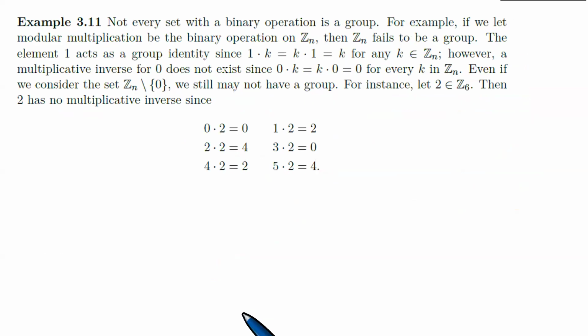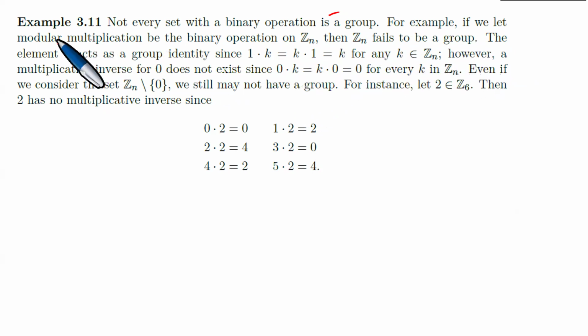Okay, let us look at this example, which is example 3.11. Not every set with a binary operation is a group. You can have a set with a binary operation that is not a group. For example, if we let modular multiplication be the binary operation on Zn, then Zn fails to be a group.